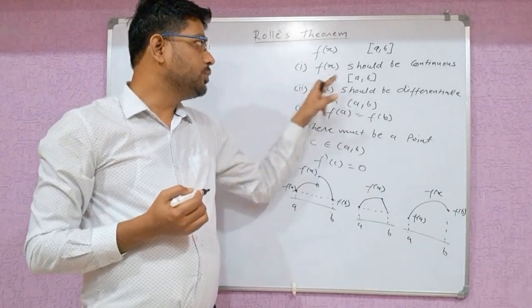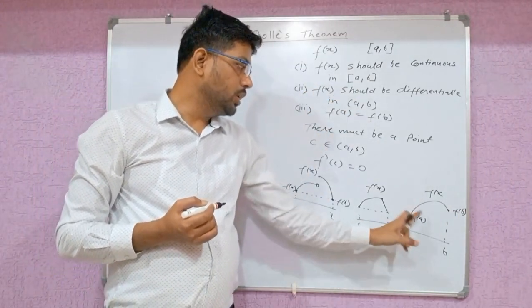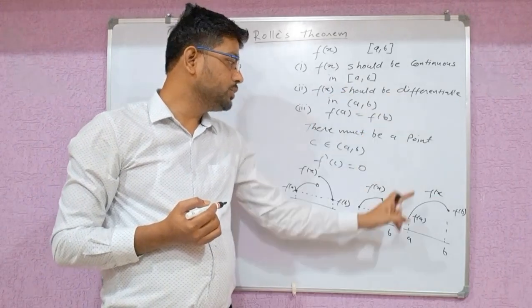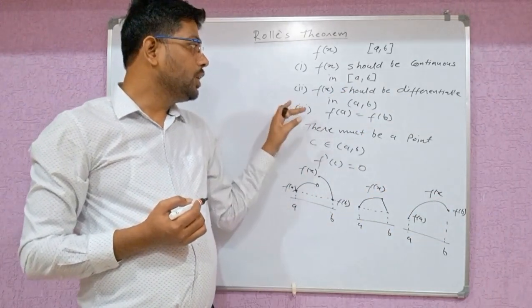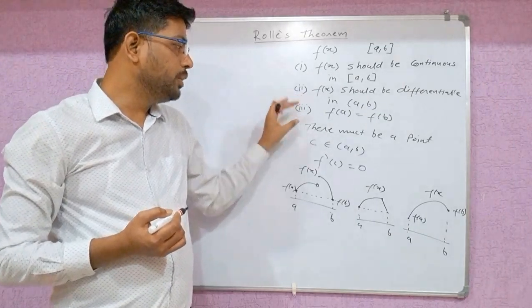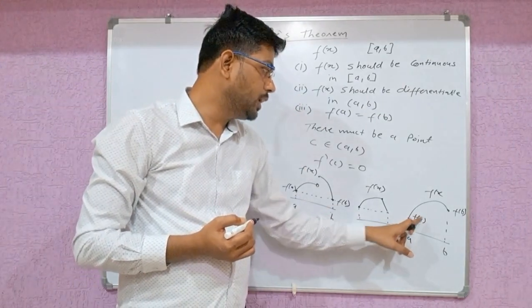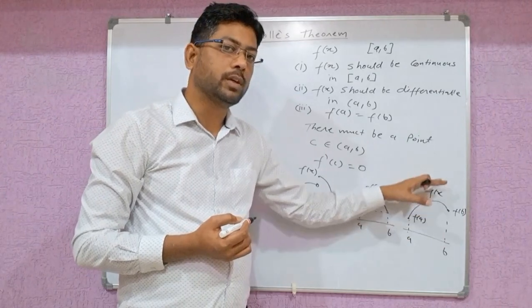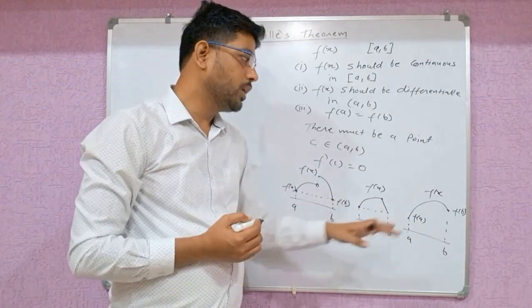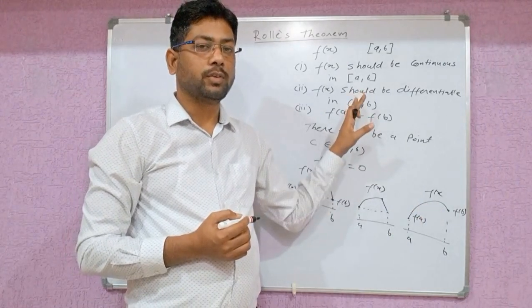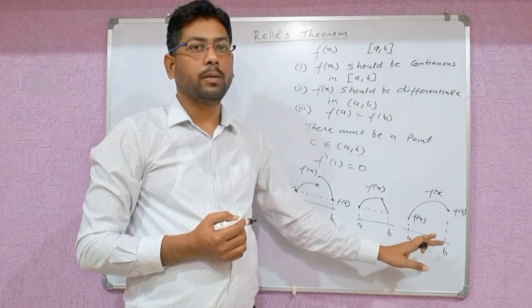So here f(x) should be continuous in A to B, so this is a continuous function here. f(x) should be differentiable, so no sharp corners, so this is differentiable also. Now f(A) should be equal to f(B). Now see this, f(A) is this and f(B) is this. There is a huge difference in there. We can see this f(A) is not equal to f(B). So again this third condition is not satisfied. So here again we cannot apply Rolle's theorem.